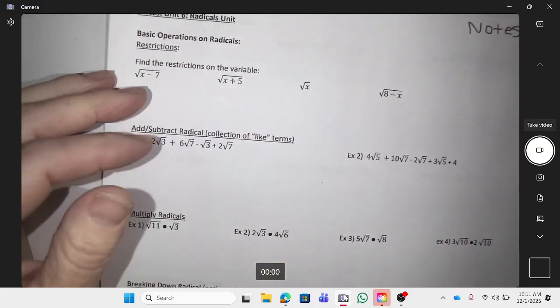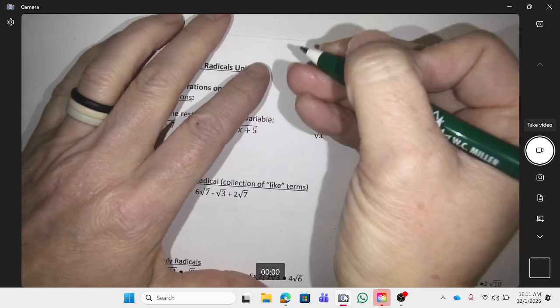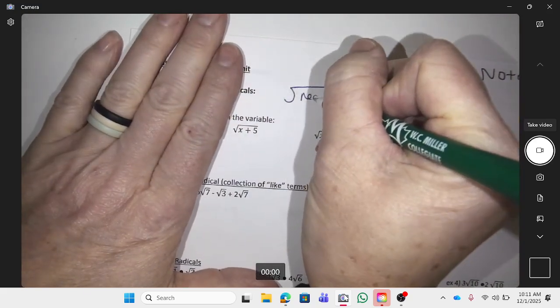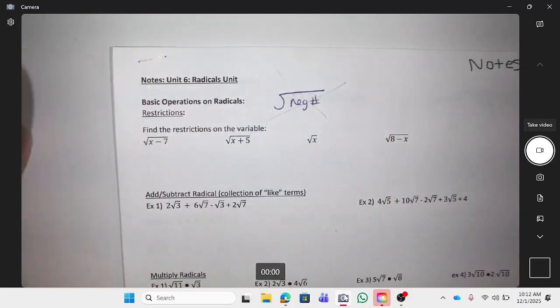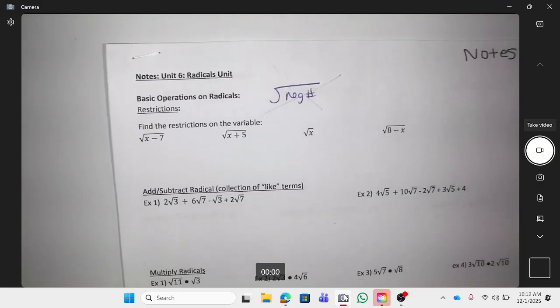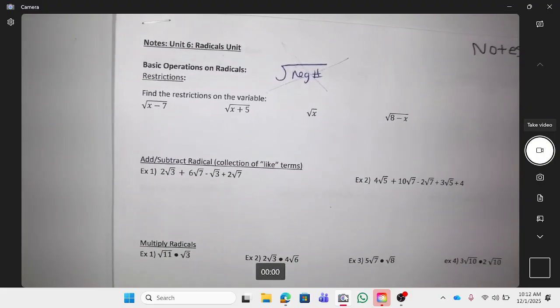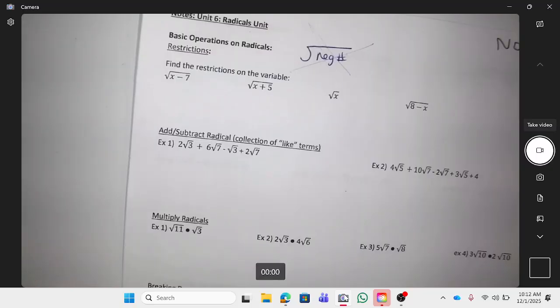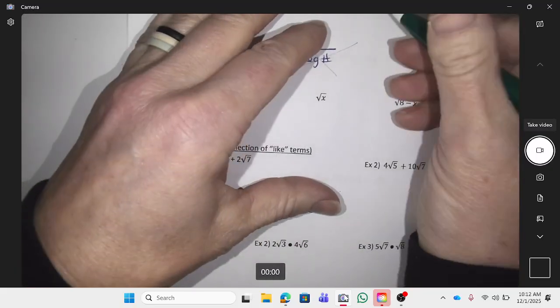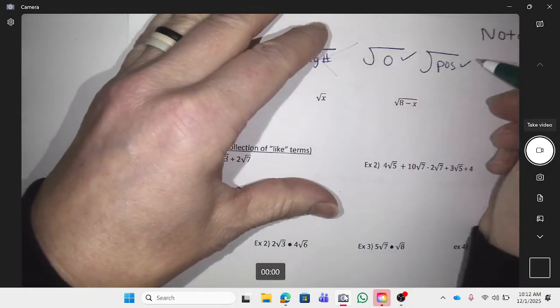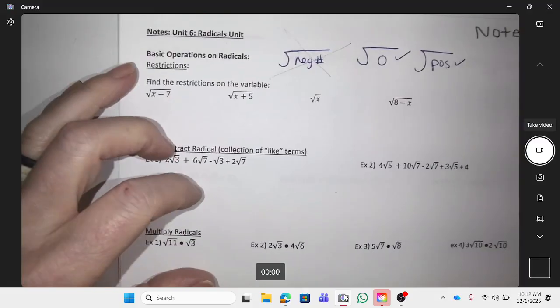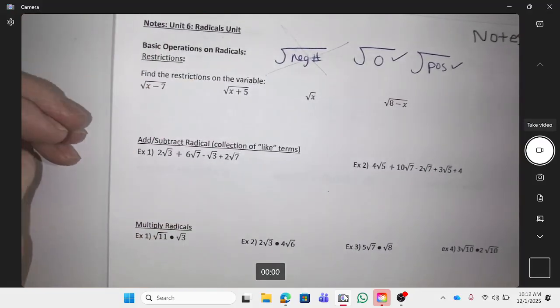Can't square root a negative number, right? Okay, square rooting a negative number. Can we square root 0? Yeah, that's good. Can we square root anything above 0? Yeah, that's good. So we can't square root a negative. We can do 0, we can do positive, but we can't square root negative.